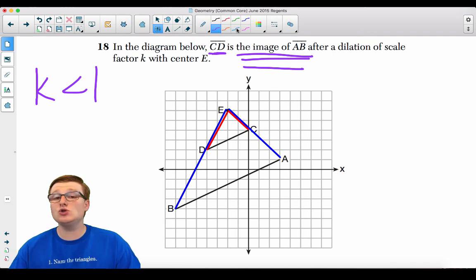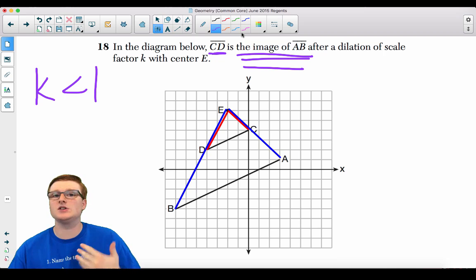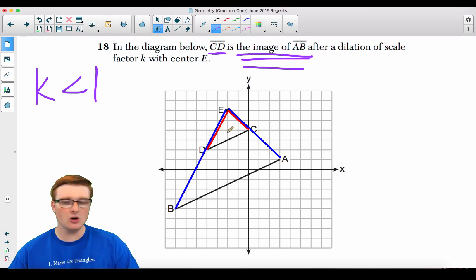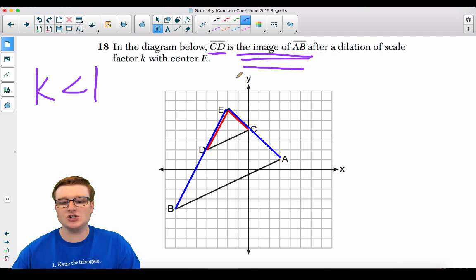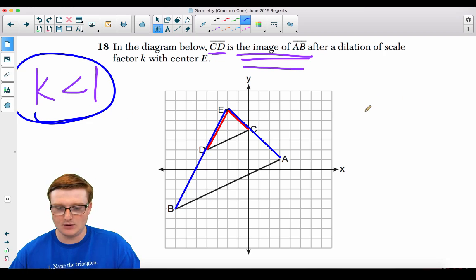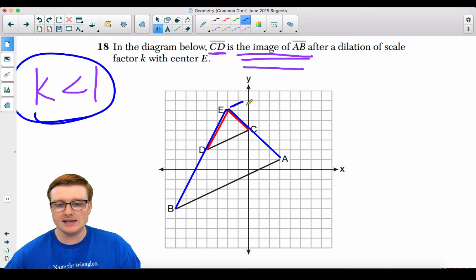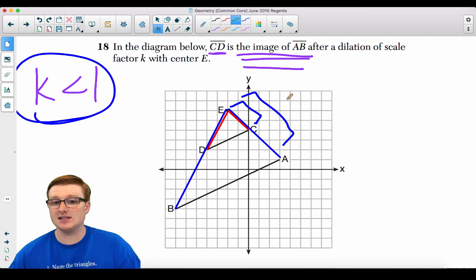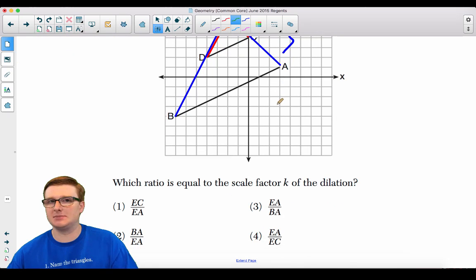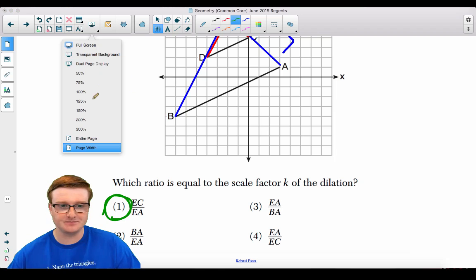Okay, so these 2 triangles are similar because there's a dilation going on. So in order to complete this question, we need to figure out, if we have 2 triangles, what's the scale factor? Well, the scale factor, again, has to be less than the number 1. If we look at our answer choices, the first one says EC to EA. Does EC to EA suggest that a scale factor is less than 1, and that is a scale factor because it's in proportion? Is that true? Yes, it is. Your answer is going to be choice 1.